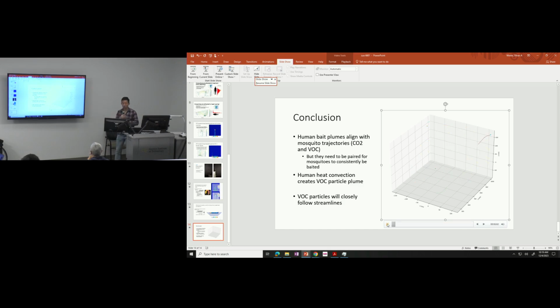Human heat convection does create a VOC particle plume, as shown in the ammonia. And the VOC particles, because of their small Stokes numbers, will closely follow the streamlines. So yeah, any questions?